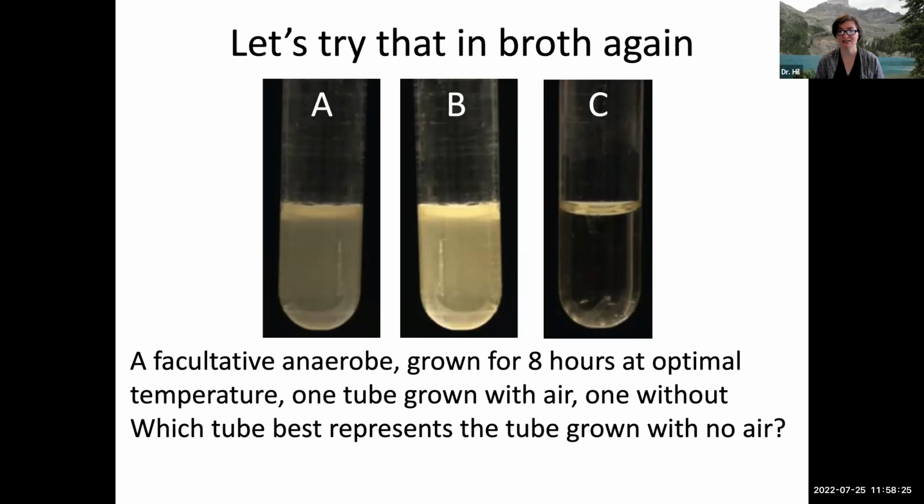Right. So the tube that best represents the tube grown with no air is A. And the tube that represents the species grown in air is B. And again, why? Because in air it's growing better, and in the absence of air it's still growing, but not as well. And that is because here it's able to do aerobic respiration. Here it's doing something else. Fermentation maybe, anaerobic respiration maybe, both, we don't really know. Okay, we know it's not this because they're both able, it's a facultative anaerobe by definition, it can grow without air.